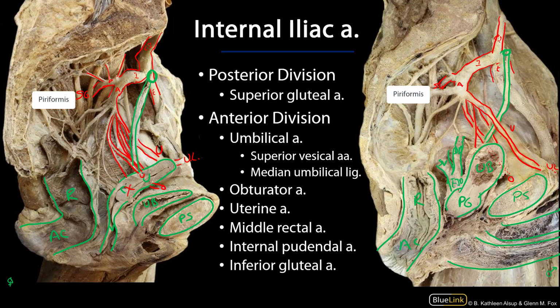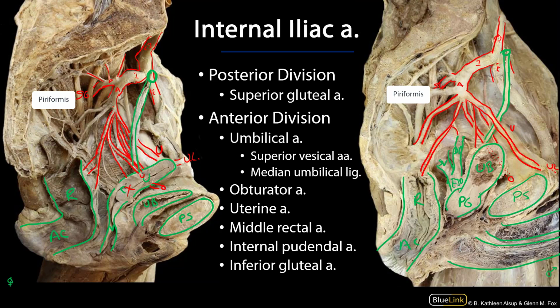We also have middle rectal arteries. Here's the middle rectal artery, supplying branches to the rectum. Here we can see the middle rectal artery. There's a nice inferior vesical branch to the urinary bladder there. And we have internal pudendal arteries, which we can see there.